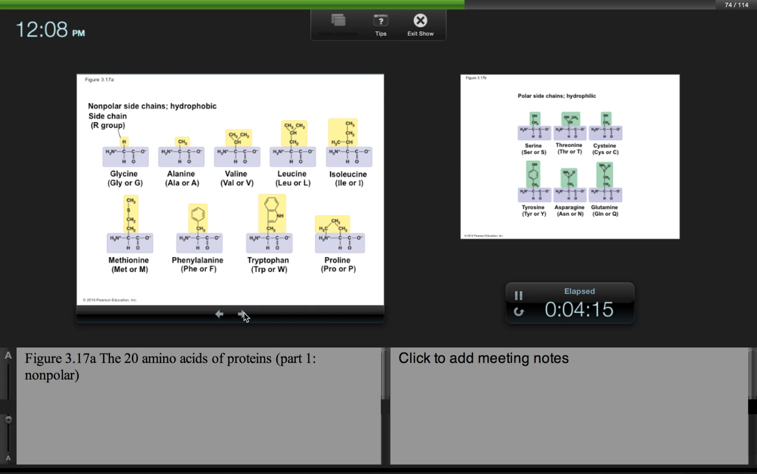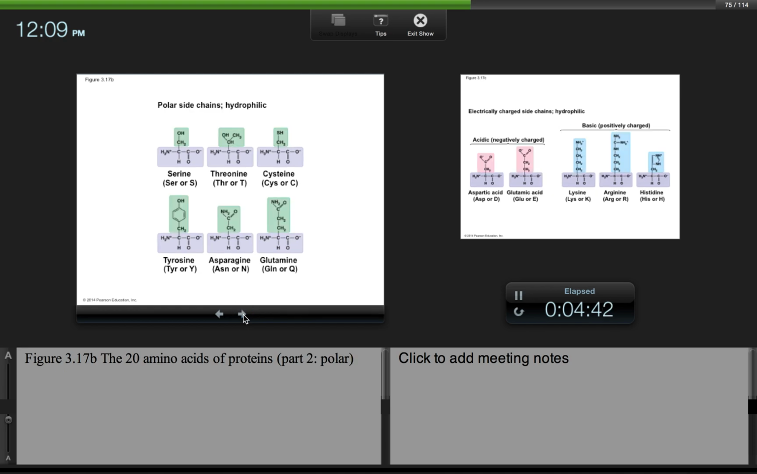So here are some of your amino acids. These are amino acids that are hydrophobic because they have non-polar side chains. So notice that non-polar side chains consist primarily of carbons and hydrogens, which are non-polar covalent bonds. They create non-polar covalent bonds, thus making the side chains hydrophobic and water-fearing.